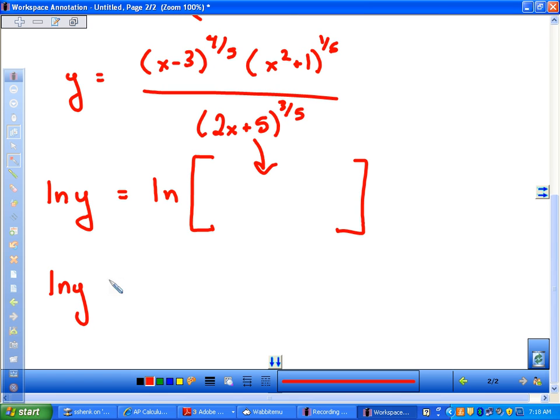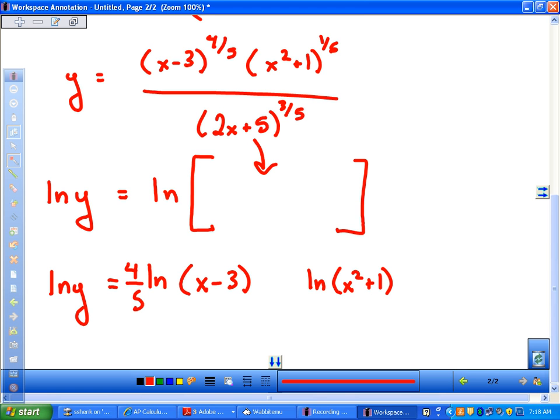So go ahead and tell me what it would be. The natural log of y would be equal to the natural log of what first? X minus 3 to the 4/5. And now where are we going to be able to put that 4/5? Out in the front. We're going to have a natural log of x squared plus 1.